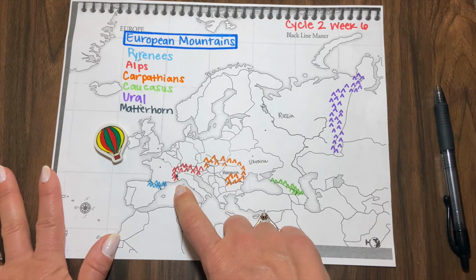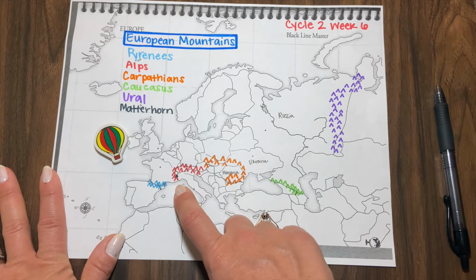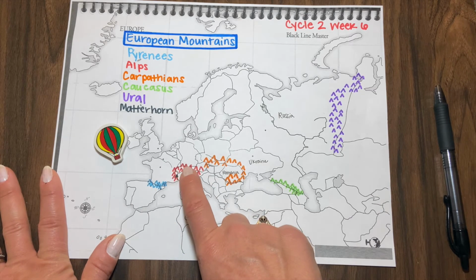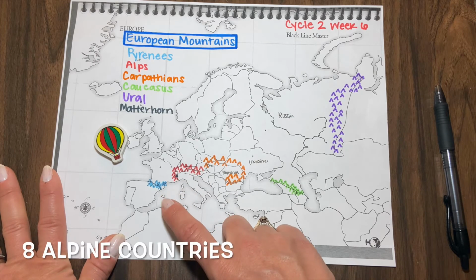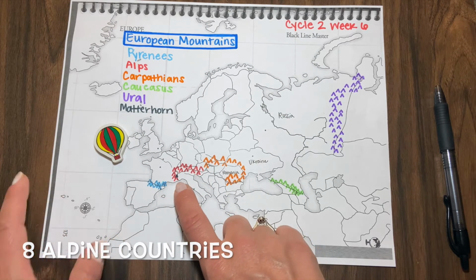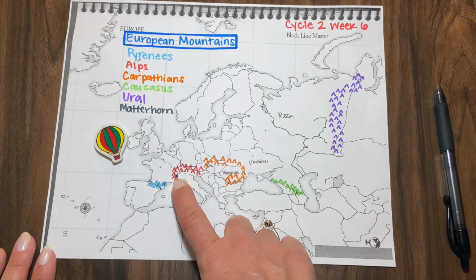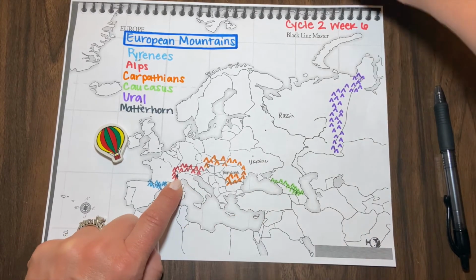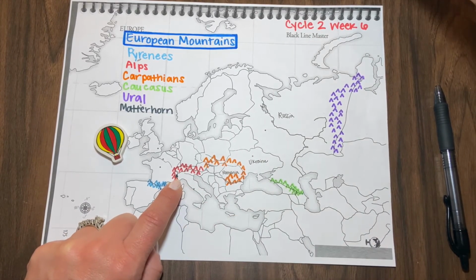The Alps are in sort of this crescent shape here, and they are the largest mountain range in Europe. They span across 8 countries, and countries that have the Alps going through them are known as alpine countries. And you'll notice that there is a black triangle right here right in the Alps.